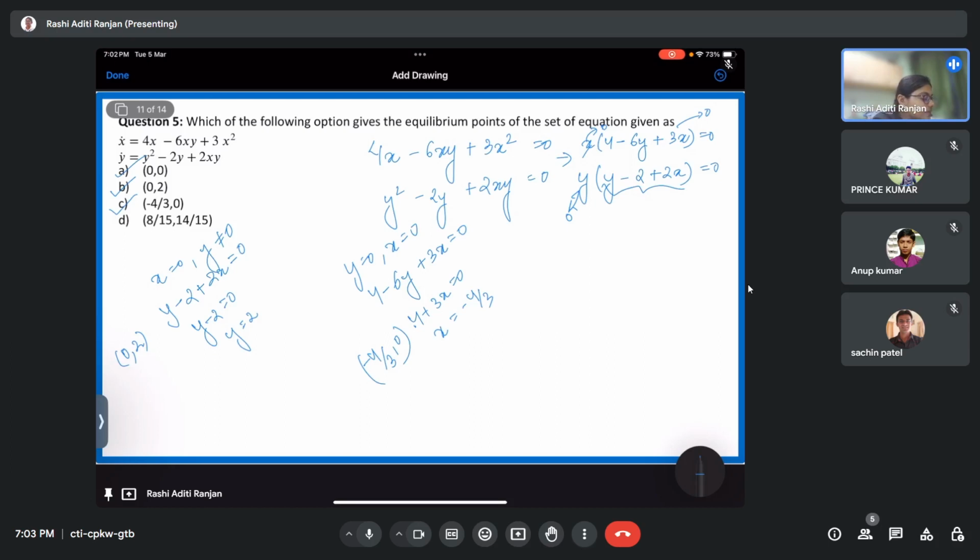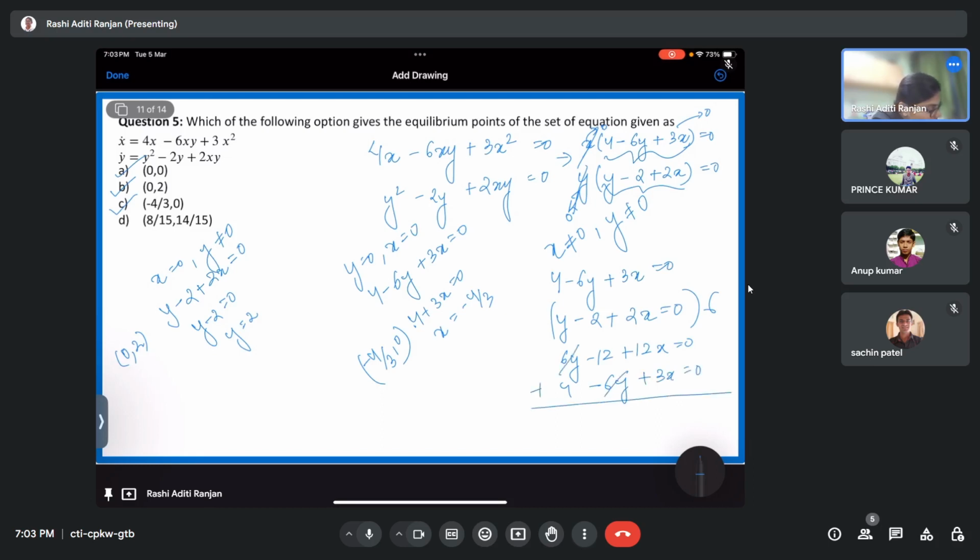Done. Now coming to the case when both x is not equal to 0 and y is also not equal to 0. In that case, I'll have to solve the equations like this. Since x and y are not equal to 0, those two factors are going to go to 0, and I get y minus 2 plus 2x is equal to 0. If I want to solve it, I'll multiply that by 6. This is going to give me 6y minus 12 plus 12x, along with 4 minus 6y plus 3x equal to 0. I'll just add these. What is it going to give me? 15x minus 8 is equal to 0. So I'll have x is equal to 8 by 15.